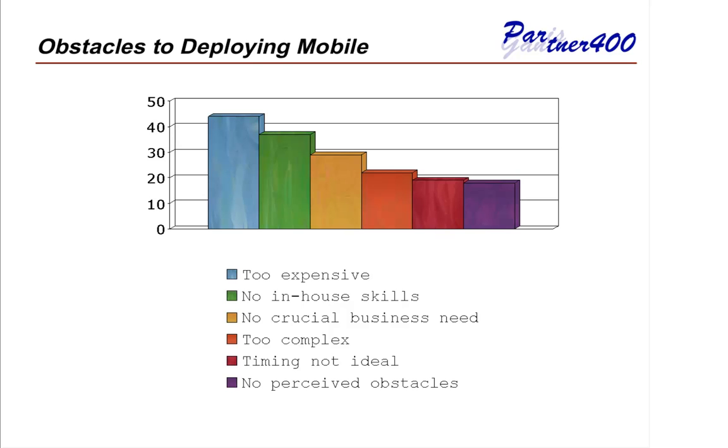Too complex. And that's something that I'm sure David will be happy to talk to later. The complexity of doing mobile is considered to be a major inhibitor. Timing not ideal. I love responses like that, because when is it ever the right time, right? And then you've got about 18% or so down here who didn't think that there were any obstacles to them going ahead and doing it.